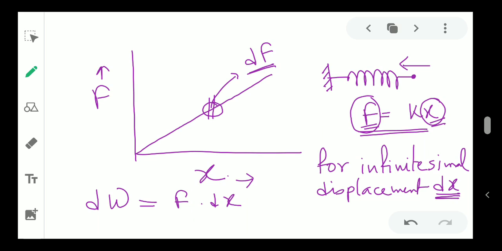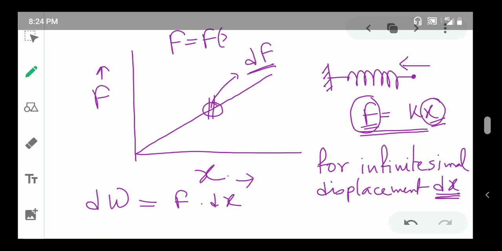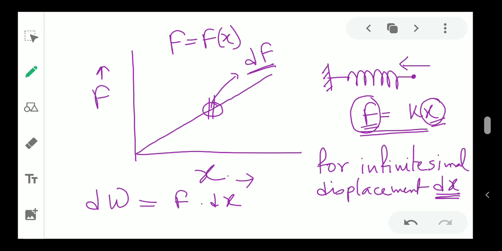Now I know F is a function of x, that means F is dependent on x, right? F varies with the value of x. So I will also write here that F is a function of x. This is not multiplication, okay, don't make a mistake. This is a function that shows the dependence on some variable. So dW is the small quantity of work which is required to have a displacement dx.